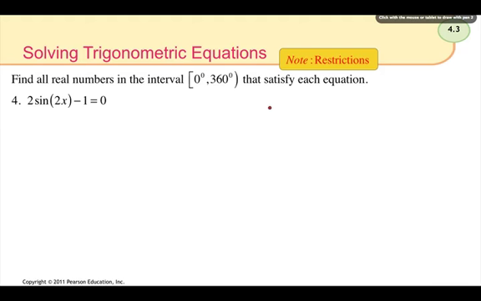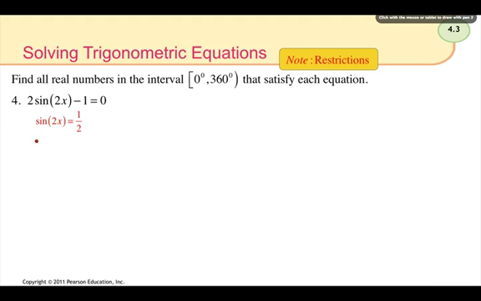endpoint, 360 degrees. So to do that, just like number 1, 2, and 3, I'm going to solve for sine of 2x. This is what I get. And then at this point, it's going to be a little bit different than the previous 3 problems. So what we need to do is ask, sine of what angle gives me 1/2, and this happens at 2 locations, quadrant 1 and quadrant 2.